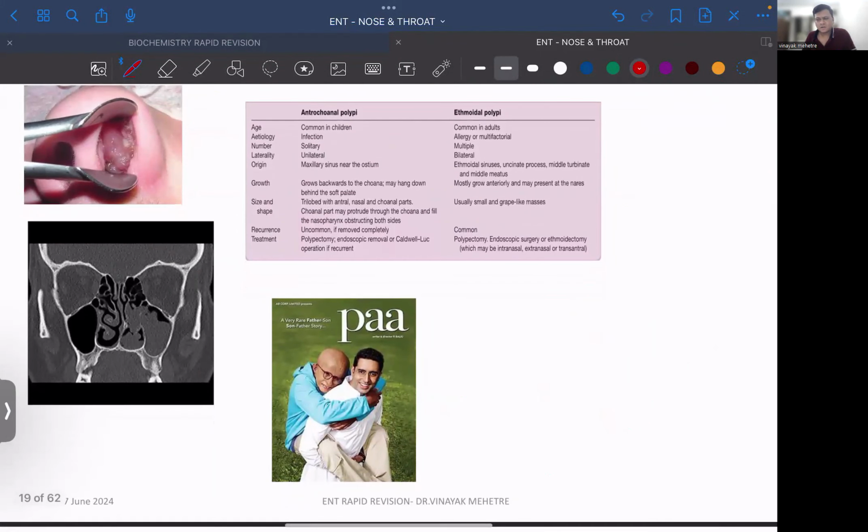See, they will not ask much about the polyps. The normal polyps which we see, they can ask one question. Samter's triad. Tell me the triad. You would have seen a movie where father and the son is acting. The name is Pa.